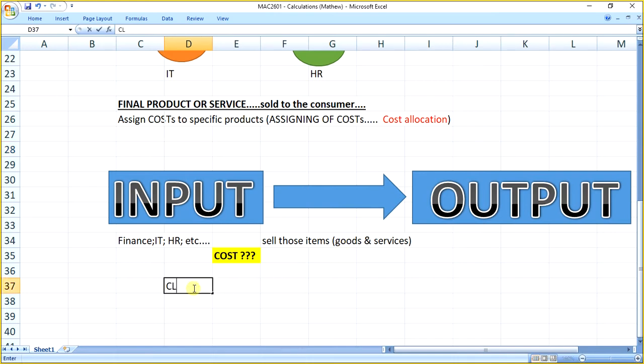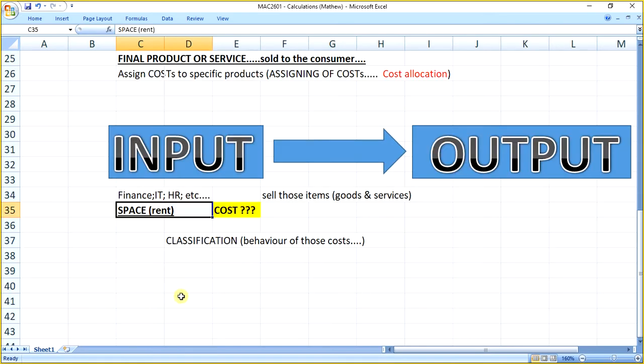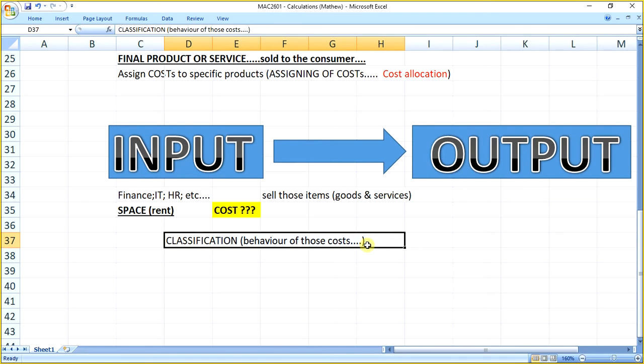Okay. Classification is looking at the behavior of those costs. Right, so let me just take one example. Finance, IT, HR. Obviously, all of them are going to need space. Do you agree? Yes. Okay, space would be seen as rent. We're either going to be renting space or we're going to be buying a building and we're going to be using the space in order to operate. Right, but now if I look at the classification, but specific to costs.